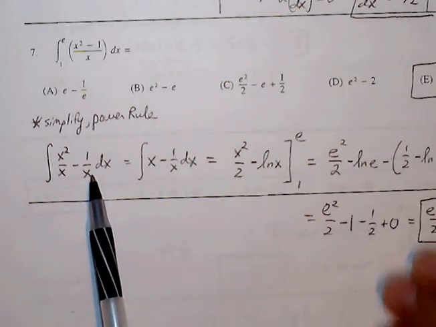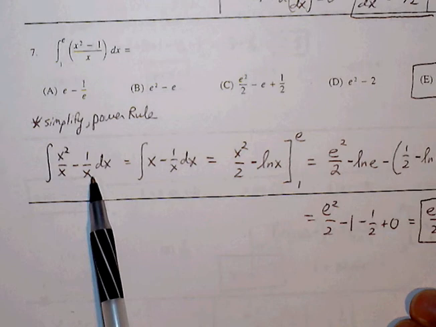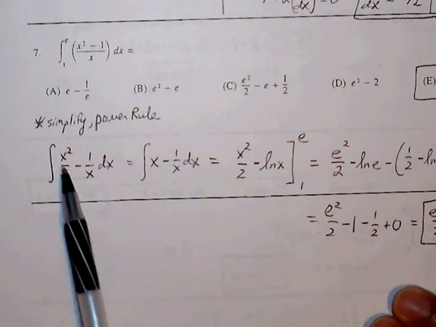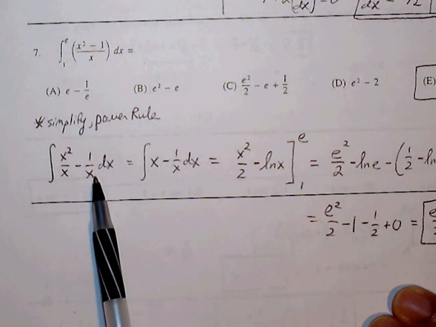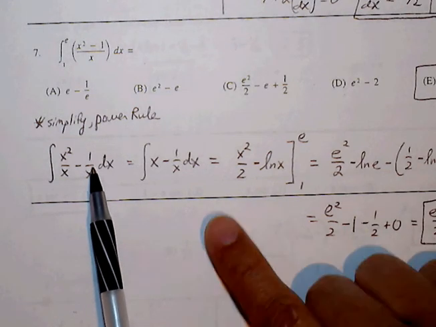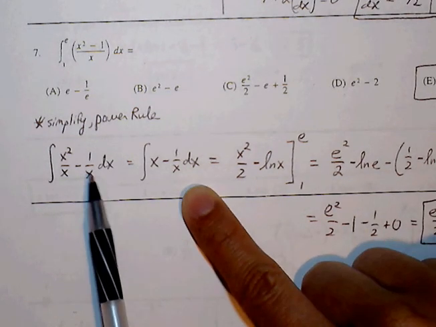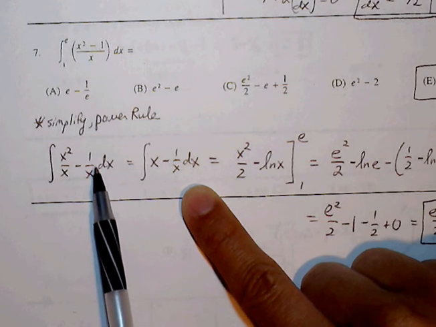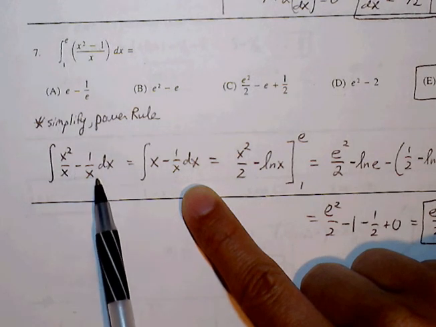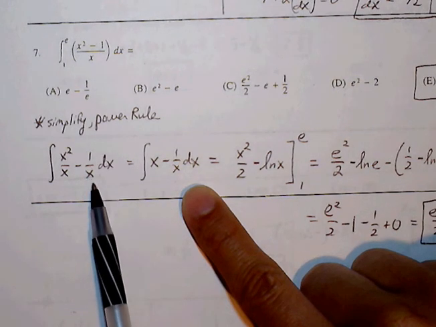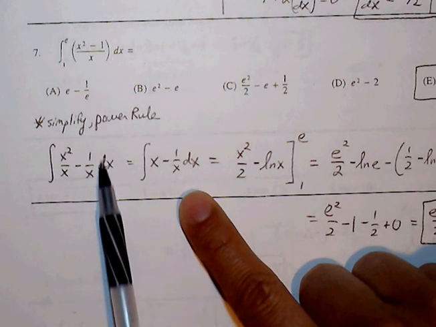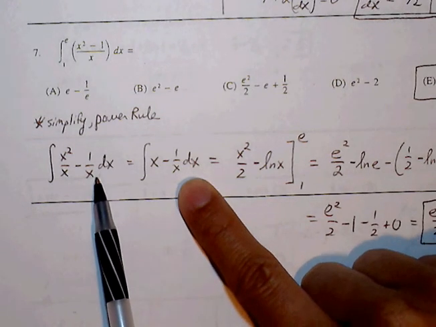And I can also get rid of one of these fractions here. So x squared over x reduces to be x. 1 over x, I could write this as x to the negative 1. But if we remember x to the negative 1, the integral, if we go through power rule, will produce something that is undefined because we'll get x to the 0 over 0. So we have a special rule for 1 over x, which is natural log rule.